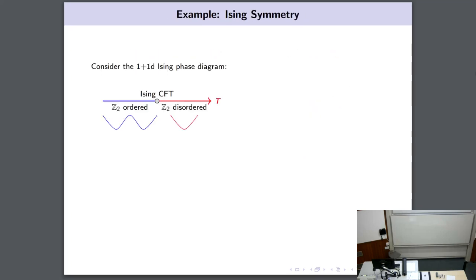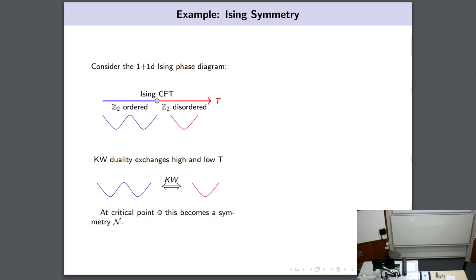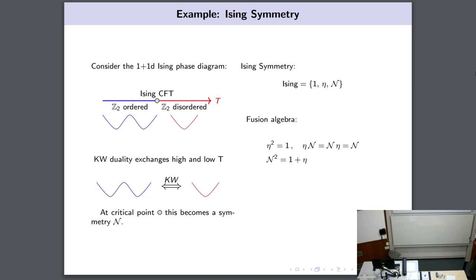Just an example, the usual example is the Ising symmetry. So you can consider the 1+1 dimensional Ising phase diagram, and Kramers-Wannier duality which exchanges high and low temperature. And then at the critical point, this becomes a symmetry. So you don't have only the Z2 of Ising, but a new generator which is called N. And this is the symmetry, which is maybe the most well-known one. You have seen Rep(S3) as another example. And the quantum dimensions are these ones. There is some non-invertible symmetry.